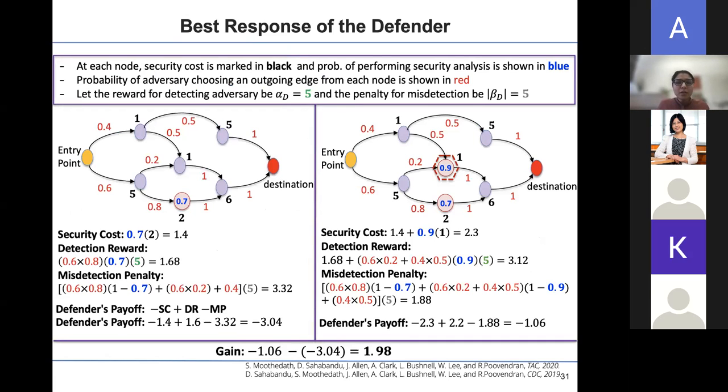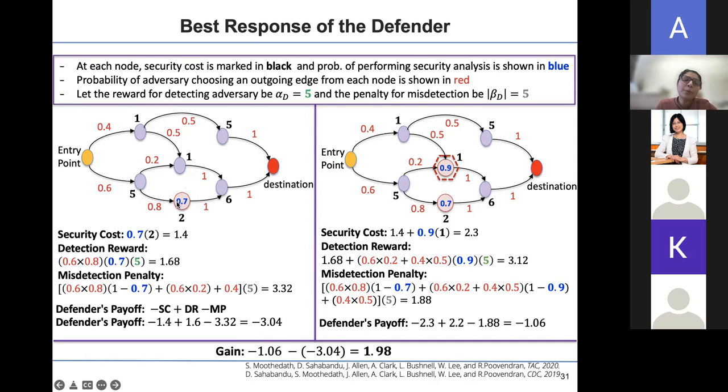So just to explain that using a worked out toy example. Let's consider the figure here. Throughout the presentation, the black values on the edges are the resource cost, the red values are the transition probabilities, and the blue values are the probability with which a particular node was chosen as a security checkpoint, right?